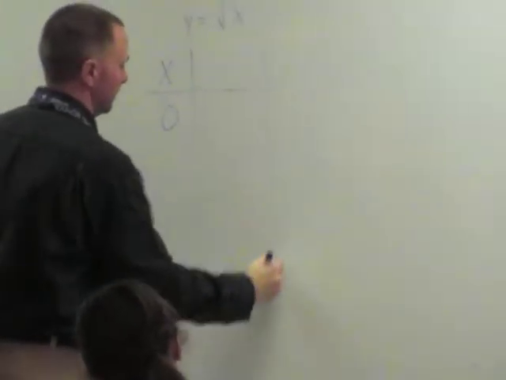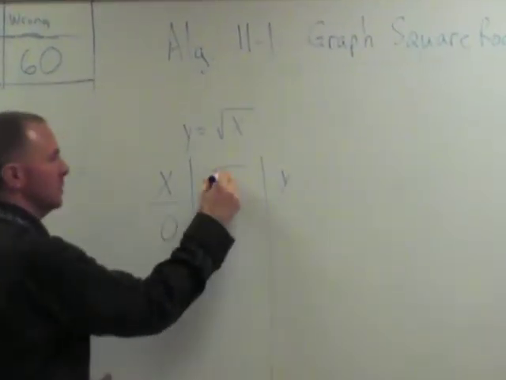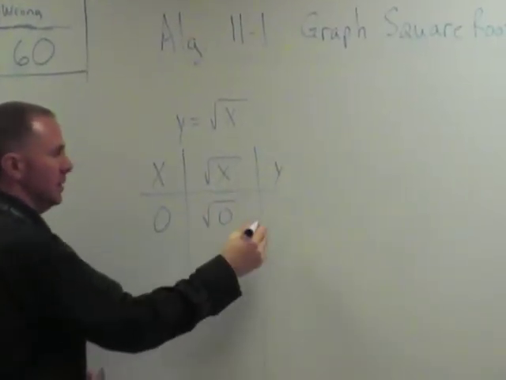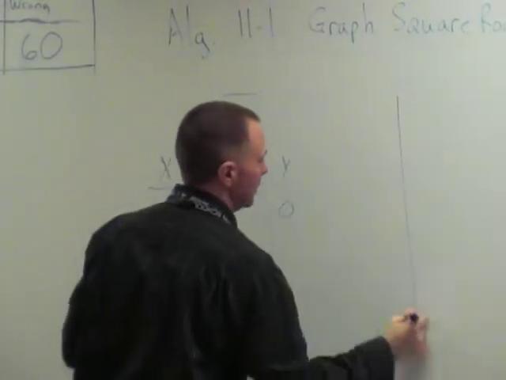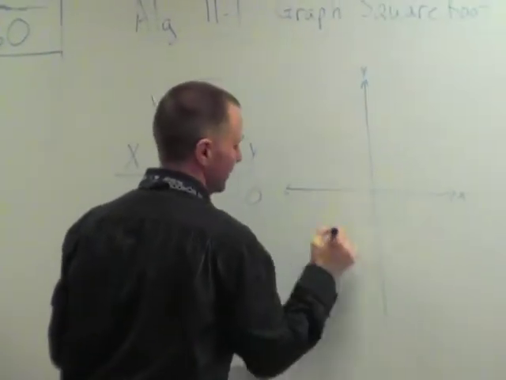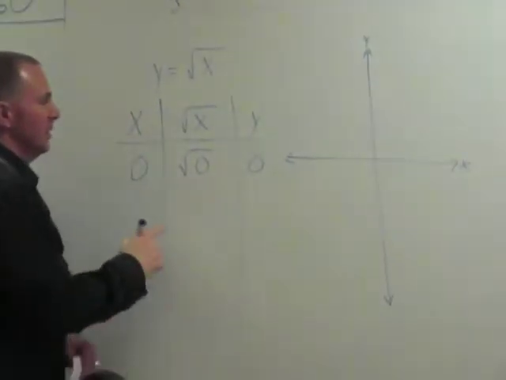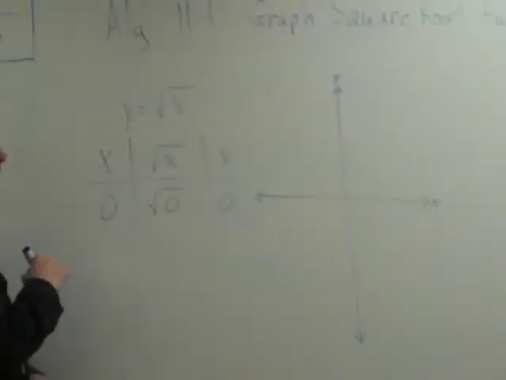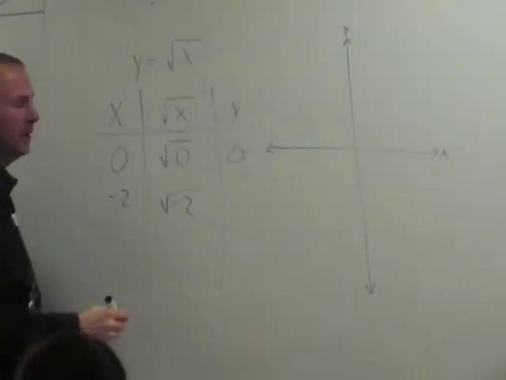Alright, so I'm going to make a bigger XY chart just to kind of show you what's going on here. Square root of 0 is 0. So my first point is 0, 0. And I guess we should actually look and show you what happens if you put a negative in.